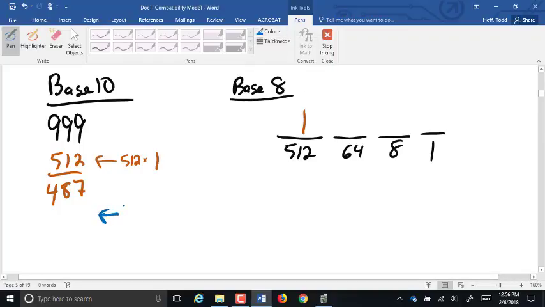Moving on, the 64 is the next place value. How many times does 64 go into 487? Try 7. That's going to be, what, 448? I'll put 7 in the 64. I subtract there, and I'm going to get that 39.